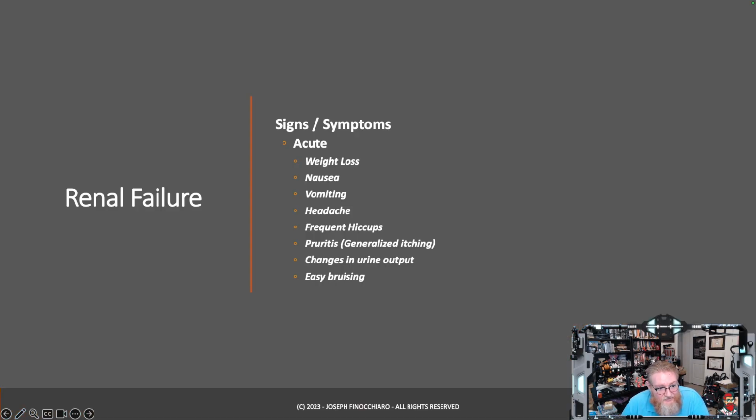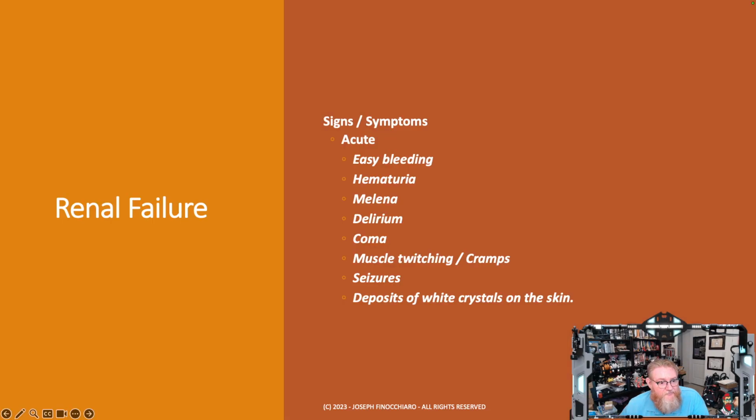Signs and symptoms of chronic renal failure: weight loss, vomiting, nausea, headache, frequent hiccups, pruritus or generalized itching throughout the body, changes in urine output, and easily bruised. The list continues with easy bleeding, hematuria, melena, which is bloody stools, delirium, coma, muscle twitching or cramps, seizures, and deposits of white crystals on the skin.